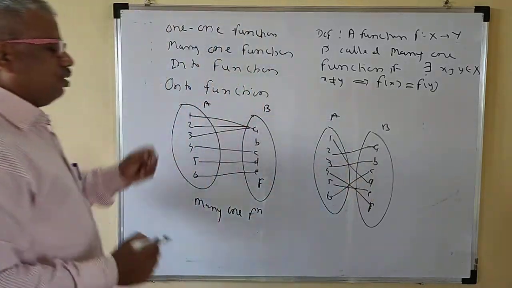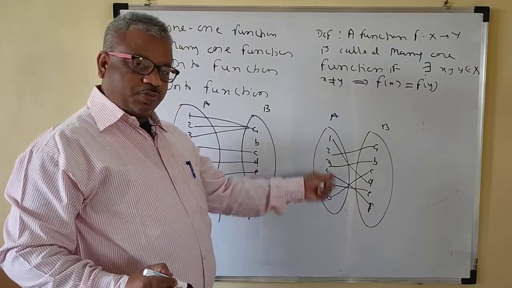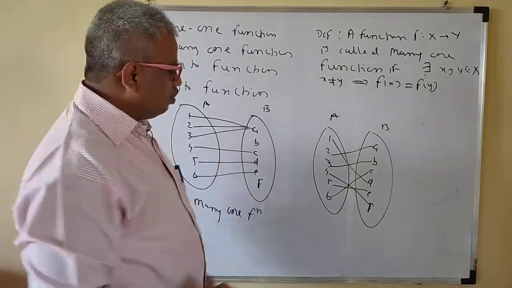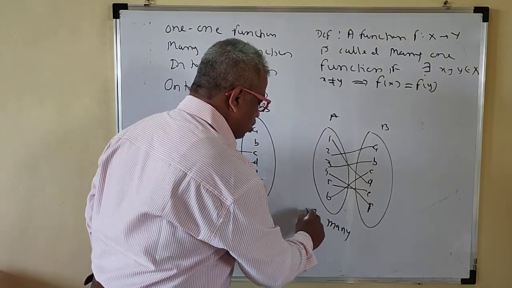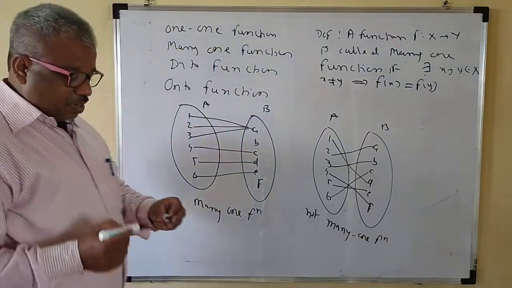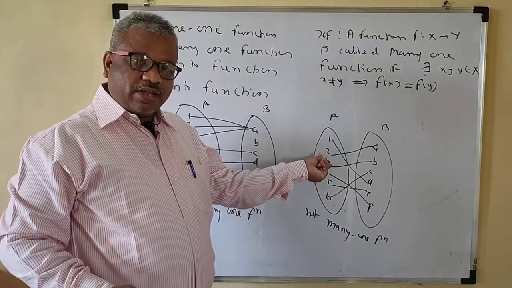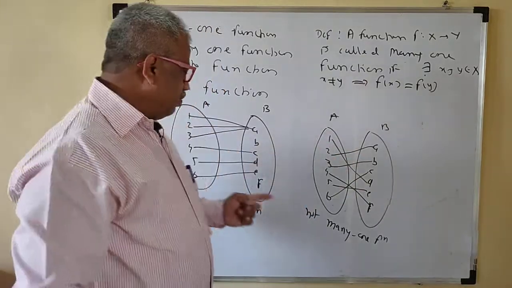Suppose like this. Now this is a function, because everywhere there is a single arrow. Now this is not a many-one function. Because what? Here there does not exist at least two elements which have the same image. So that means this is not a many-one function.